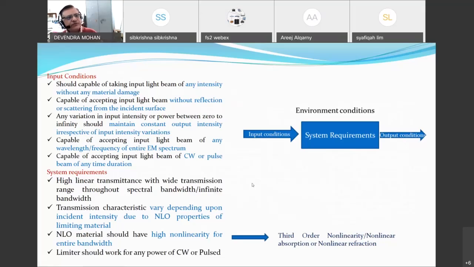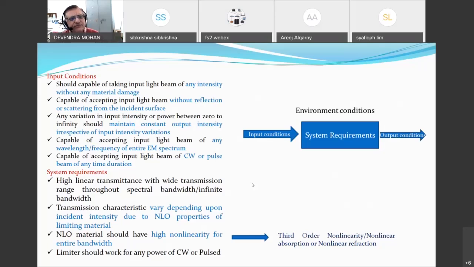So input conditions should be capable of taking an input light beam of any intensity without any material damage. There should not be material damage. Any intensity falling on the material should be safe. Number one, capable of accepting an input light beam without reflection or scattering from the incident surface. There should not be any reflection or scattering from the incident surface.